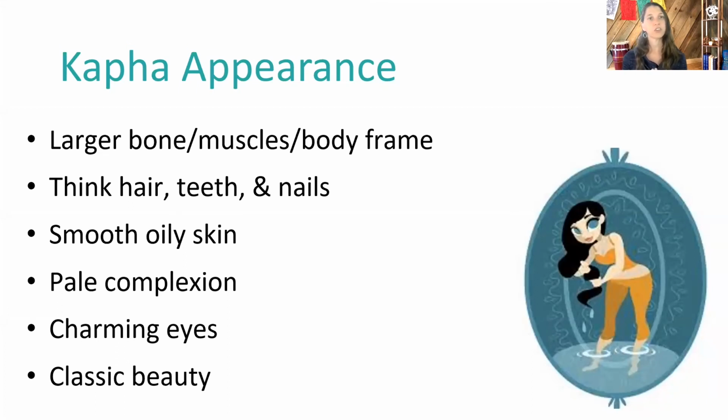Typically, their skin is more oily and it's smoother. Again, they have more water in their body, and so that oil is going to more easily show up. Their complexion is typically paler, and their eyes are just charming. It's like you want to melt into their gaze. They have the larger eyes, and it's that classic beauty that comes associated with the kapha.